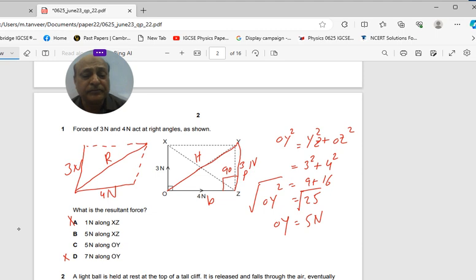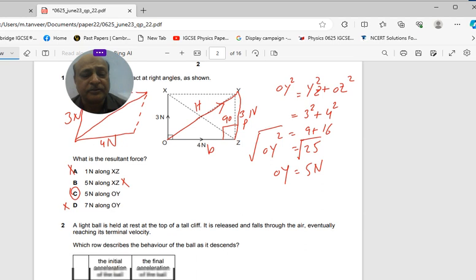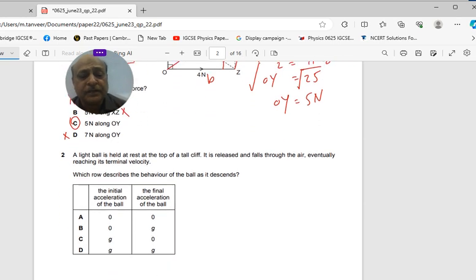When you look at B, 5 Newton along XZ, this is your XZ, this one. That is not the direction of the resultant. Since these two sides are taken, the resultant will be OY. So XZ is not the direction of the resultant. The magnitude is the same, 5 Newton, this is also 5 Newton, but the direction of the resultant is OY. So the correct option will be C. In this type of question, you have to complete the parallelogram and use the law of parallelogram of forces.